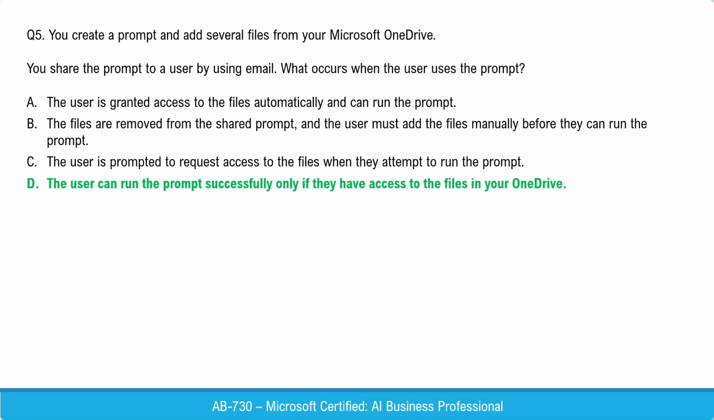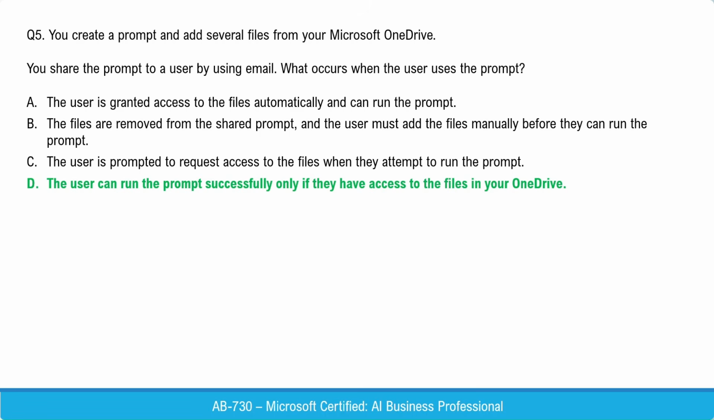And the correct answer is the option D. The user can run the prompt successfully only if they have access to the files in your OneDrive. This question is testing one of the most important principles of Microsoft 365 Copilot, and that is permissions. You created a prompt, attached files from your OneDrive, and then shared that prompt with another user. But here is the key point. Sharing a prompt is not the same as sharing files. Copilot does not change permissions. It simply uses the permissions that already exist in Microsoft 365.